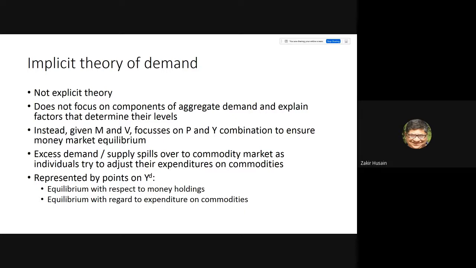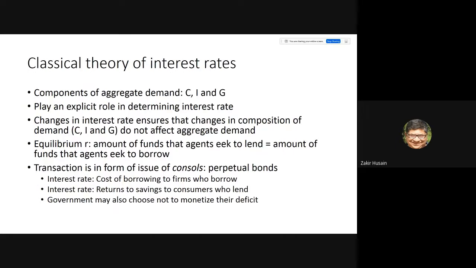And this aggregate demand curve basically represents equilibrium with respect to money holdings. So if you're on the demand curve, you have an optimal money holding, and you also have to ensure that the expenditure on commodities is optimal. Now, as I've said, aggregate demand can be decomposed into consumption or savings, investment, and G.